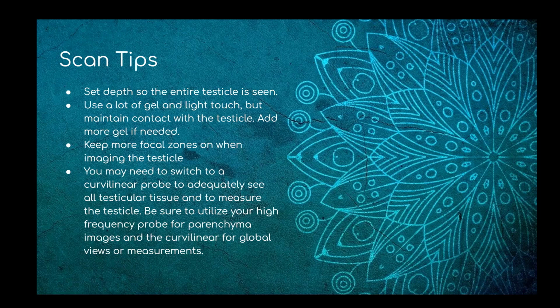Because the testicles are not moving, we can use a few more focal zones when we are imaging them. Your preset might come up with those automatically. And then make sure to have a curvilinear probe nearby just in case you need a wider depth or wider field of view, or even more depth to be able to see the testicle. Like I said, sometimes you have very giant testicles and you want to make sure that you're able to see all the contents of them.